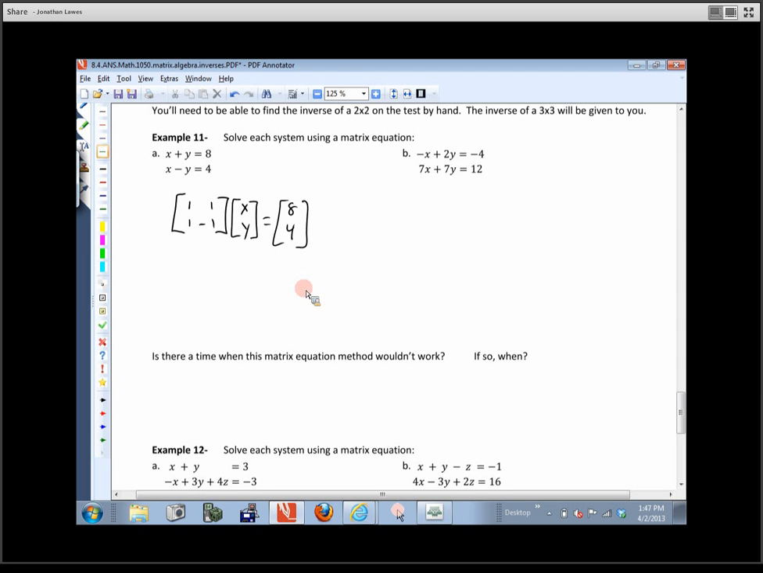When did we do this? We've solved this one. This is going to be, I think, the 4th time we've solved this one. Okay.